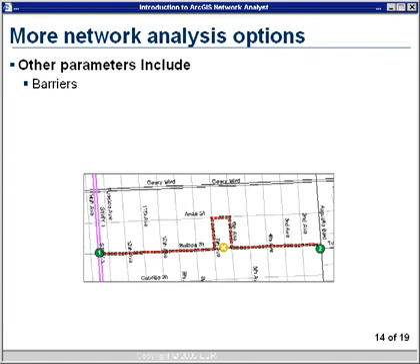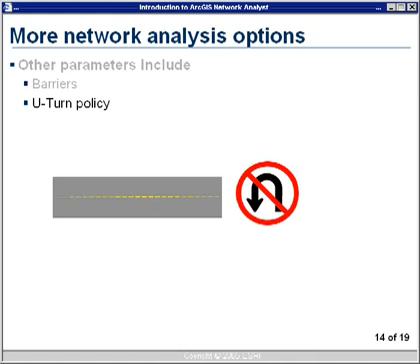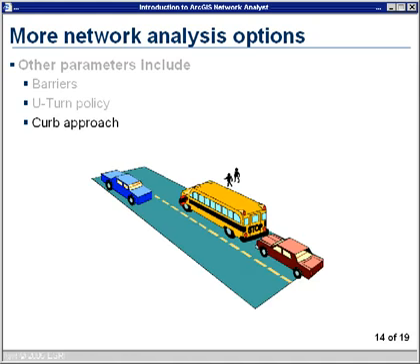There are also other options that can be specified when performing network analysis, so let me quickly mention these as well. You can add barriers to prevent traveling across particular edges. These barriers can be loaded from features or added graphically using the Network Analyst toolbar. You can set a U-turn policy which specifies where a route can reverse direction, for example, only at dead ends. The curb approach lets you specify which side of a street the route should arrive on at a location. Options include right-hand side, left-hand side, or either. This is useful for things like bus routing.